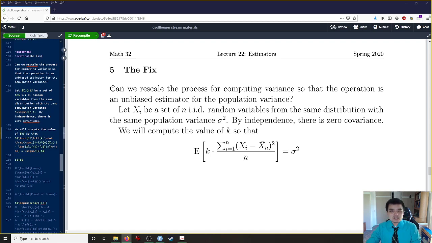So the question I'm just kind of asking rhetorically is, can we rescale the process for computing variance so that the operation is an unbiased estimator for the population variance? We're going to once again let the X_i's be a set of IID random variables, so they have the same distribution and the same population variance sigma squared. And also recall that because the variables are independent, there is going to be zero covariance.